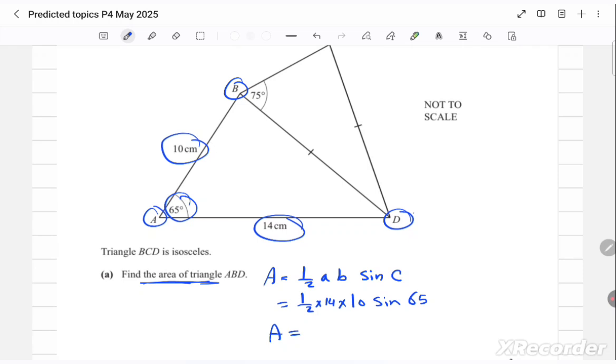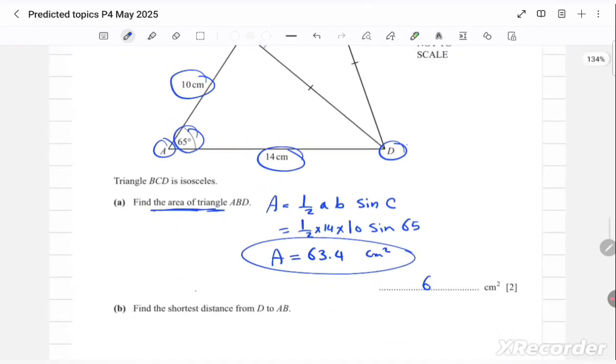Now let's find the area. You may also double check with me. If you think there is any mistake, please let me know, just leave a comment. So 0.5 times 14 times 10 sine 65. The answer is 63.4 centimeters squared. Usually try to write the units in the answer.